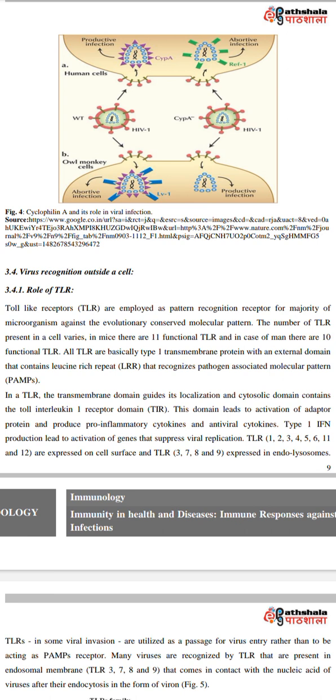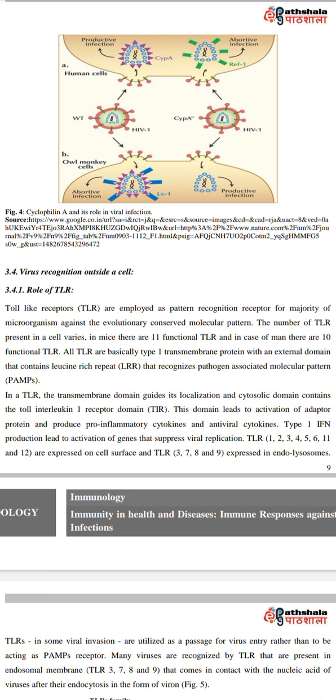All TLRs are basically type 1 transmembrane proteins with an external domain that contains leucine-rich repeats that recognize pathogen-associated molecular patterns. In a TLR, the transmembrane domain guides its localization, and the cytosolic domain contains a Toll/interleukin-1 receptor domain. This domain leads to activation of adaptor proteins and production of pro-inflammatory cytokines and antiviral cytokines. Type 1 IFN production leads to activation of genes that suppress viral replication.